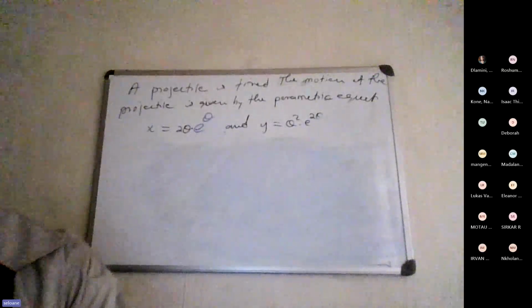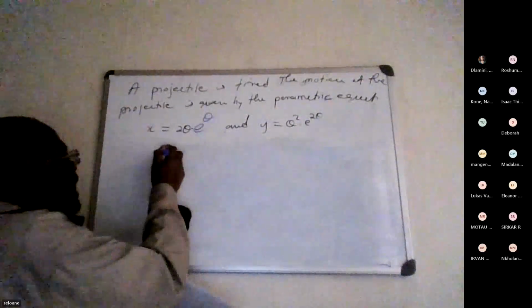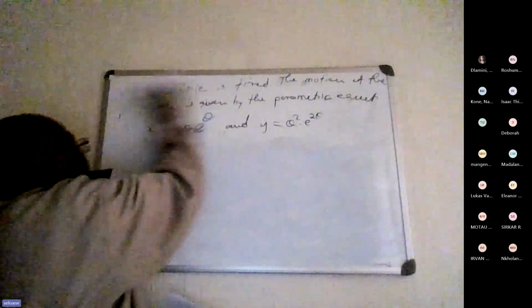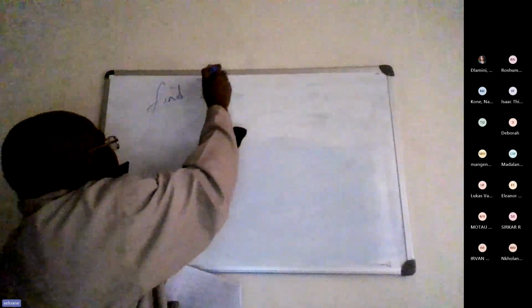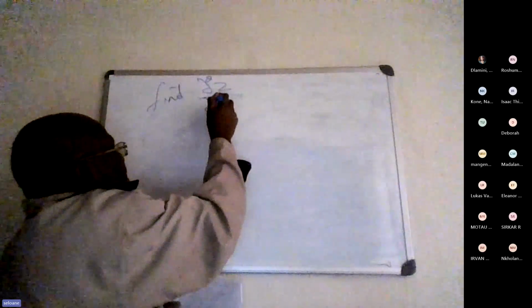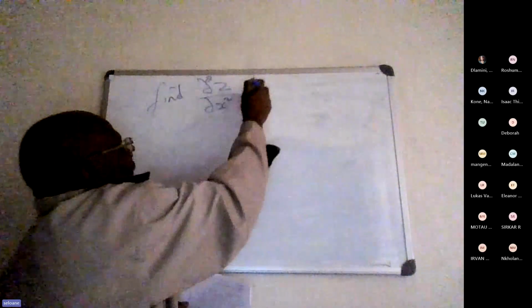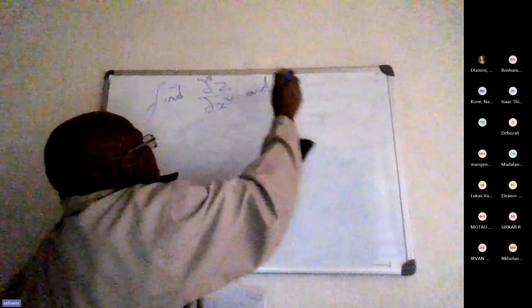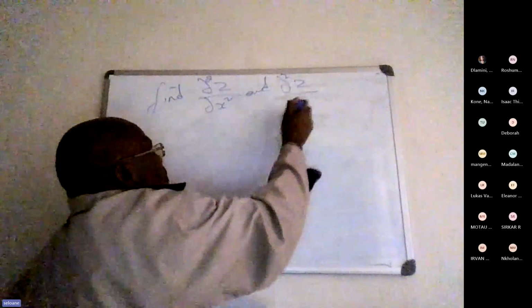Now, the given example is the following. They say, find this. Let me just clear this one because we don't need it anymore, just to give us space. They say, find the cursive d squared z over cursive d x squared, and the second derivative like this over d y squared.